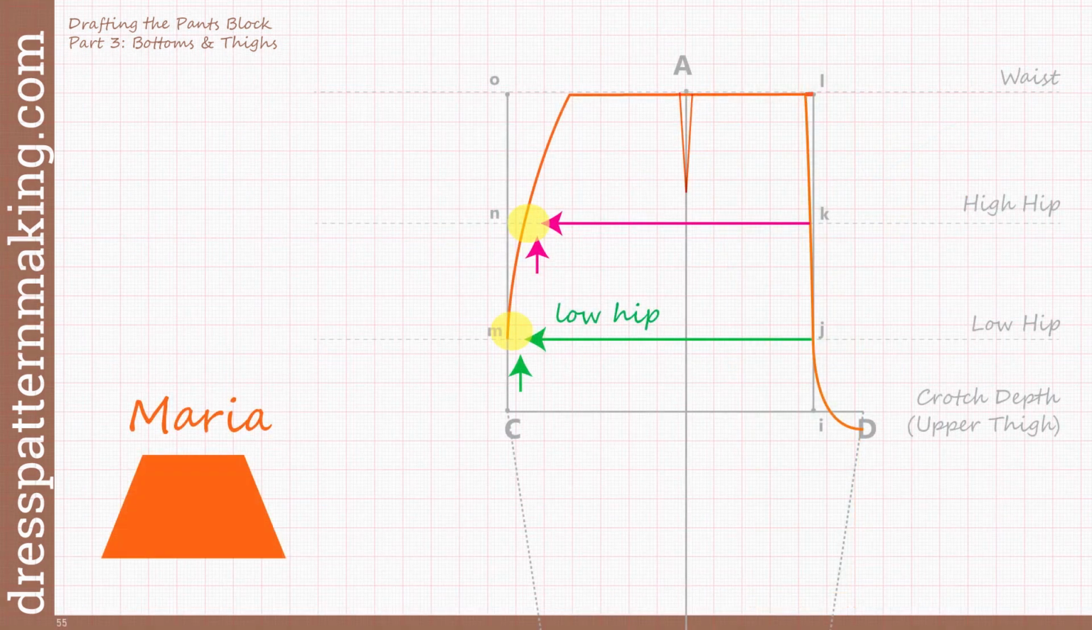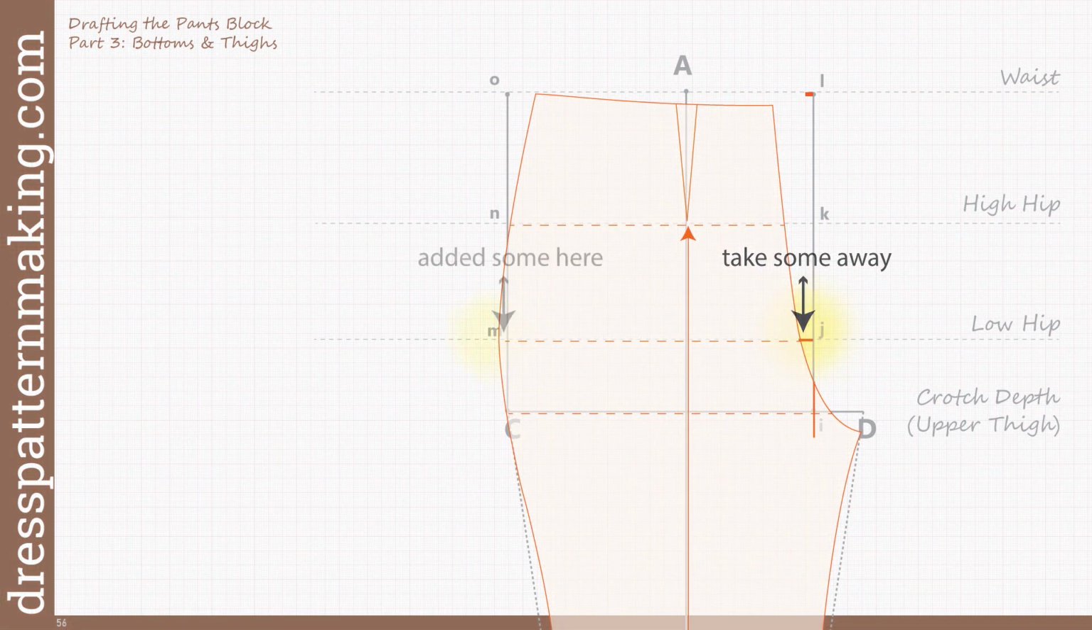Which leads me on to the second thing I neglected to cover when I was drafting my block. Because I am smaller at the lower hip, I need to take that into account when I do my waist shaping. Now when I showed you my waist shaping, I didn't actually show you me taking into account my low hip, the fact that I needed to take some ease out at that level. I did take away a bit here, but then I added a bit on the outside.